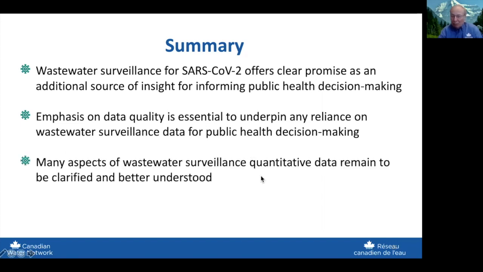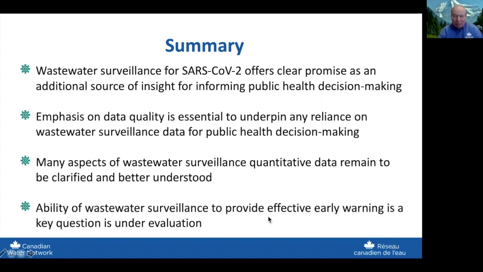Many aspects of wastewater surveillance, the quantitative data, need to be clarified and better understood. We're going to be reflecting on that with our Interlab study report, which will be available shortly. And ultimately, the ability of wastewater surveillance to provide effective early warning is a key question that we're attempting to explain to potential users as we gain experience with it.